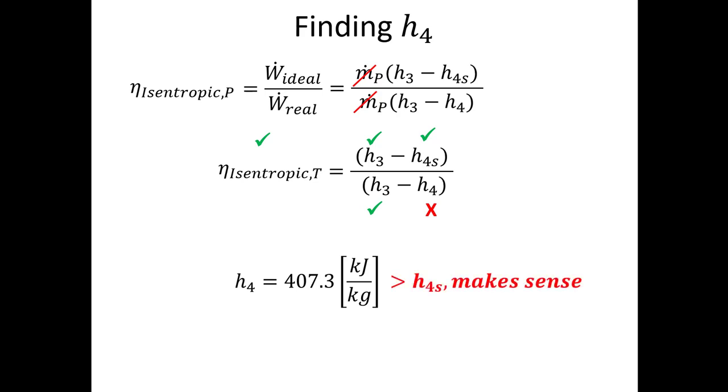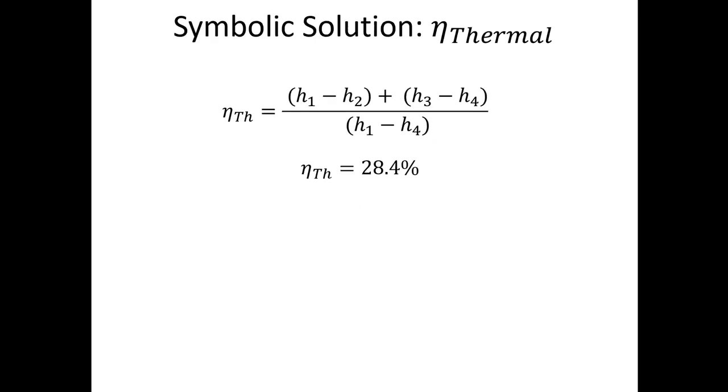Again, this is larger than h4s, which means that my real pump consumes more power. Delta H will be larger in the real pump than in the ideal pump. So now I can take my symbolic solution for thermal efficiency. I can plug in all my values of specific entropy, and I can find that the thermal efficiency is 28.4%.